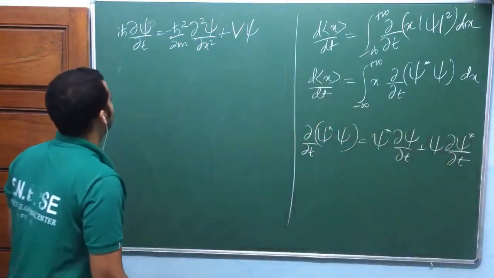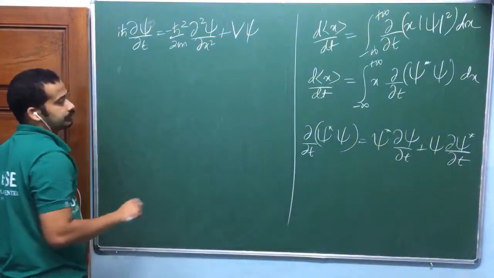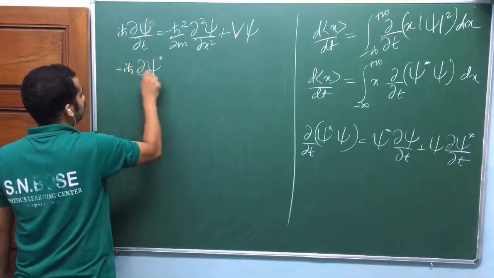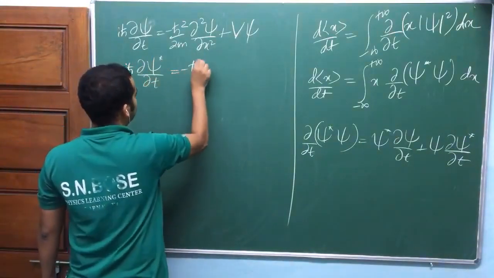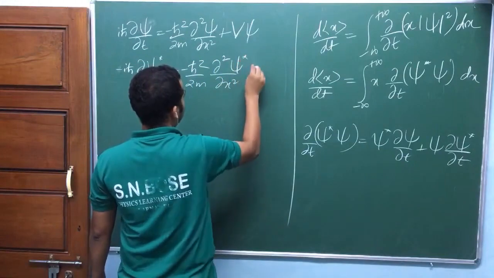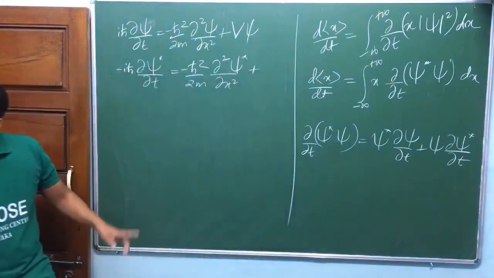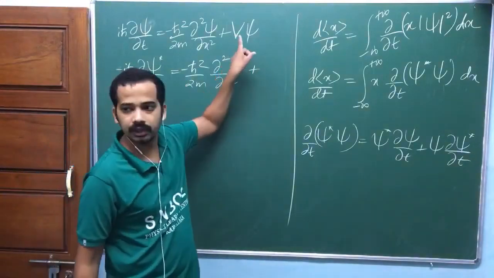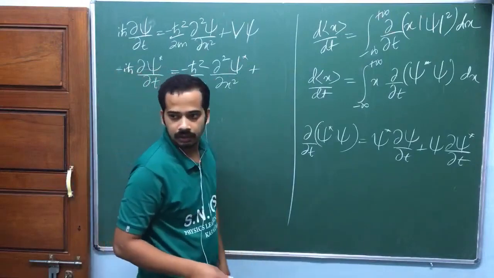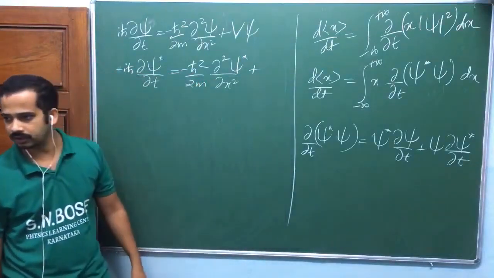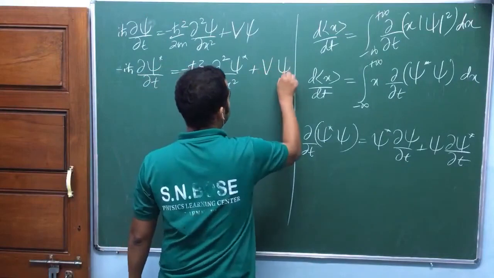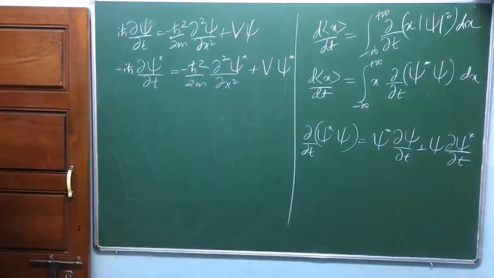Is that okay? I take the complex conjugate of the whole equation. Minus iħ ∂ψ*/∂t, that's equal to minus ħ² by 2m ∂²/∂x² of ψ* plus V. V is a real function. So V is real, it's a potential, scalar potential. It will never be complex. Potential, function of position usually. Function of position in case of a conservative system. It will never be complex. So V as it is. ψ*. Is that okay?